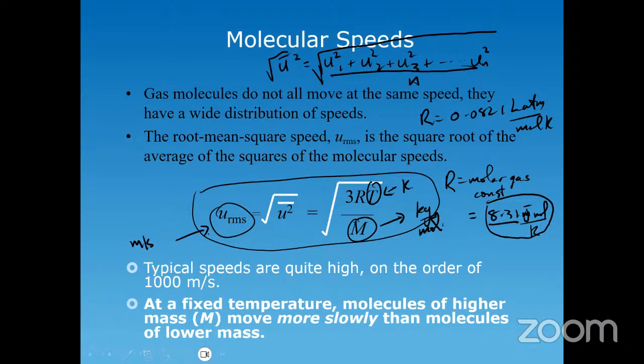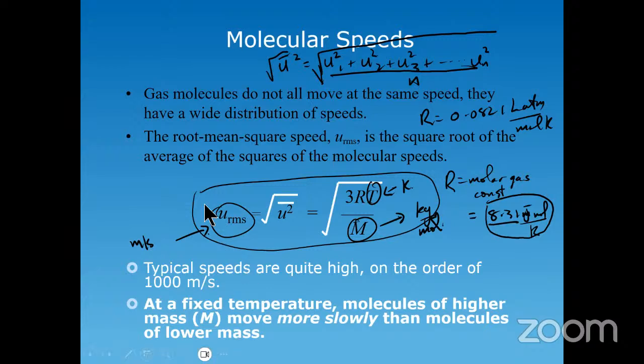And as stated here, typically, the root mean squared speeds would be relatively high, on the order of 1,000 meters per second. And based on this equation, we can see that there's a relationship between the root mean squared speeds and the molar mass. Basically, what this equation is telling you is that the greater the molar mass of the molecule, the slower will be the molecules. In other words, the root mean squared speed will be lower, provided that the temperature is the same. So you can make comparisons between 2 or more gases.